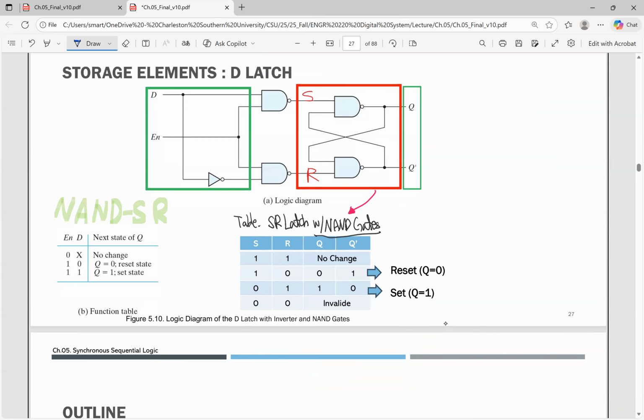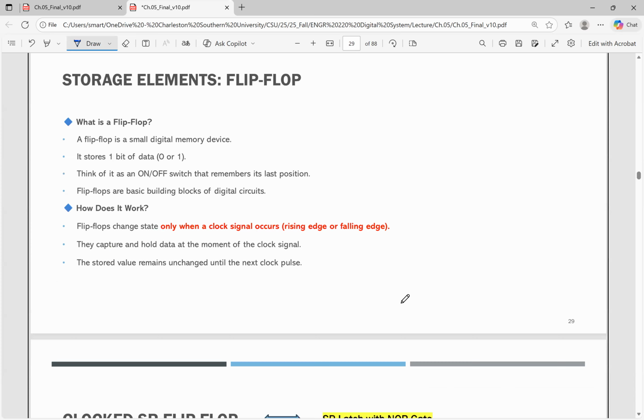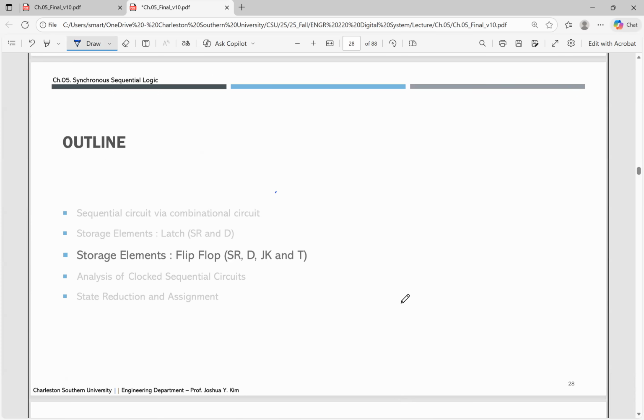All right. So again, it depends on the value, for example, 0, 0, 1, and also 0 or 1. They have different values. With the SR latch with two NAND gates, you can expect the value, okay? I strongly recommend you practice as well. All right. So now we very quickly went over storage elements in the latches, SR and D.